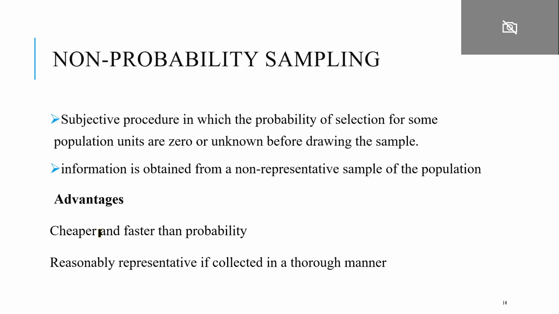What are the advantages of conducting non-probability sampling? It is much cheaper and faster than probability sampling. Probability sampling is generally costlier and takes time. But in case of non-probability, as it is based on the researcher's judgment, you can say it is reasonably representative, collected in a thorough manner. If it is free from any kind of bias, then it is a very good measure.